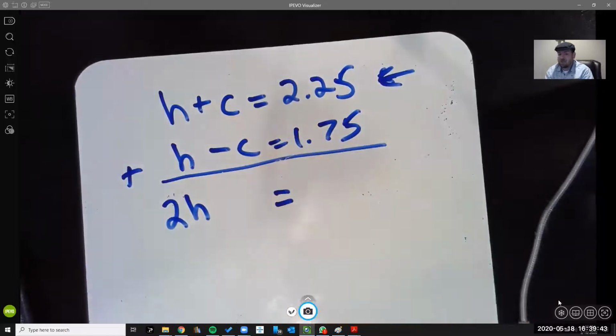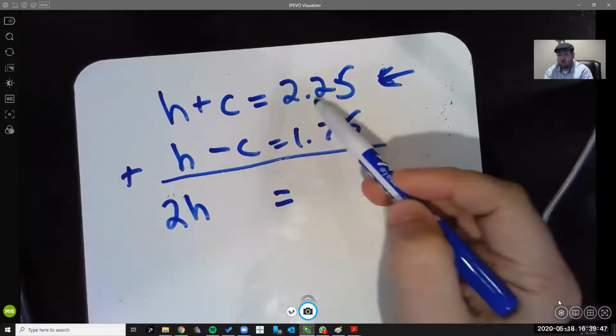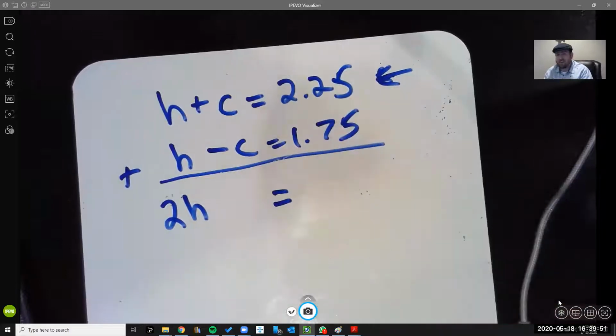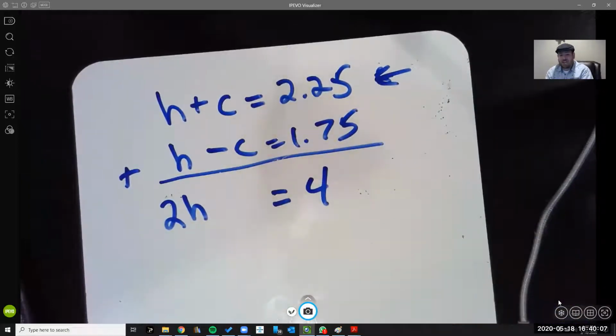And then I'm going to write an equal sign, and I am now going to add together 2.25 plus 1.75. When we're in nice groups of 25 here, I always think of money. So $2.25, and then another $1.75. So $2.25 plus $1.75 is going to be 4 with nothing left, no change, right? So I have 2H equals 4.